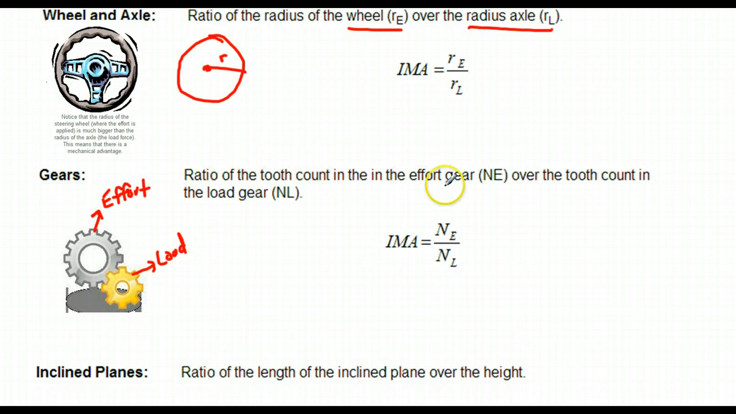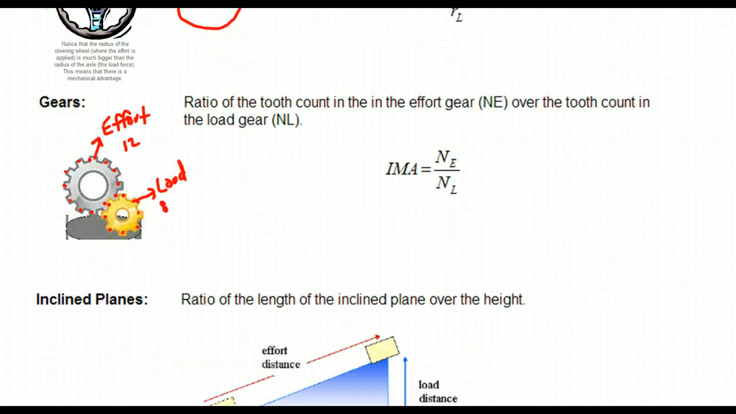So the ratio of the tooth count in the effort gear divided by the tooth count in the load gear. So you would count how many? 1, 2, 3, 4, 5, 6, 7, 8, 9, 10, 12. And 1, 2, 3, 4, 5, 6, 7, 8. There's 8. So our ideal mechanical advantage would be 12 divided by 8. Okay? These are pretty simple, straightforward examples.